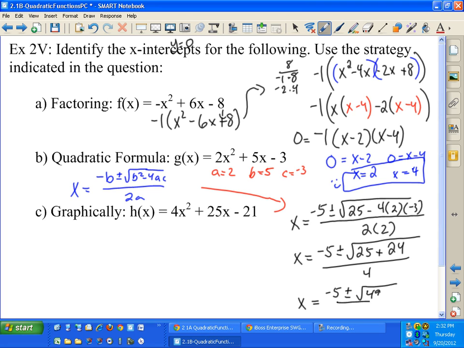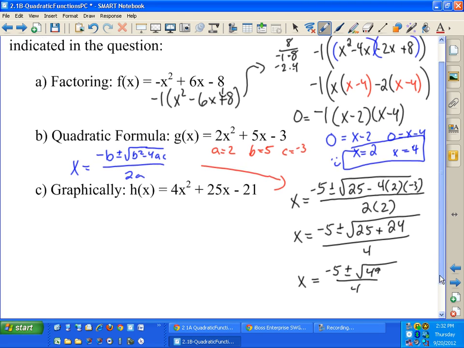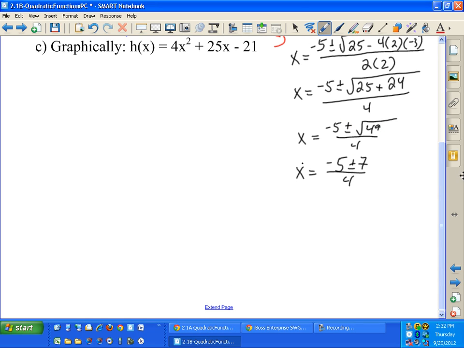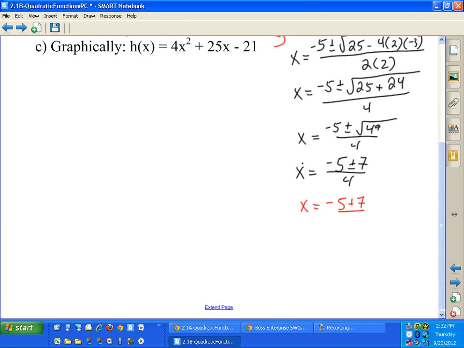which means that this is crossing the x-axis at pretty much a whole number, because I can take the square root of 49 and get 7. So I thought I was done until I saw that I got a perfect square underneath my square root, and so negative 5 plus or minus 7 divided by 4. So if the final step is to break these into two separate equations, x will equal negative 5 plus 7 over 4, and x will equal negative 5 minus 7 over 4.